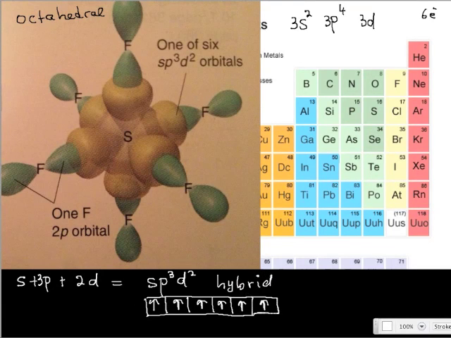And now you can see that sulfur has the ability to make 6 bonds, and that's why it has an octahedral shape here. And we describe this bond as sp3d2 overlapping with, in this case here, the p of the fluorine.